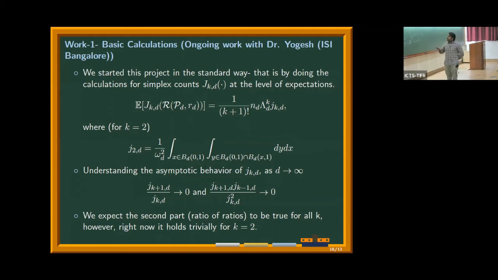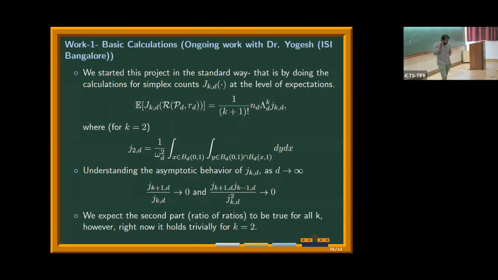So of course, this J_k,d has a nice expression in the integral form. I have written it for only k equals 2. So we study the asymptotic behavior of a small J_k,d in this way. First we show that the ratio J_{k+1,d} divided by J_{k,d} goes to 0, and then we show that the ratio of ratios also goes to 0.